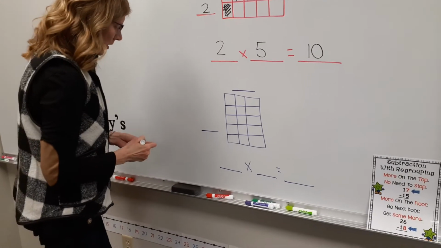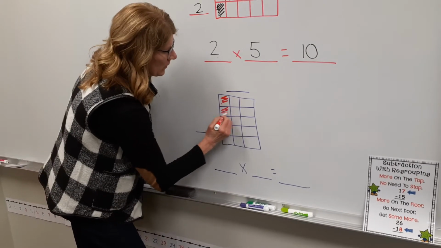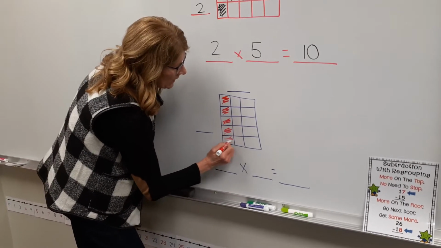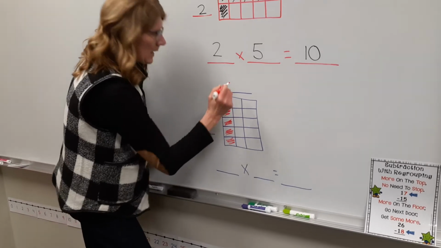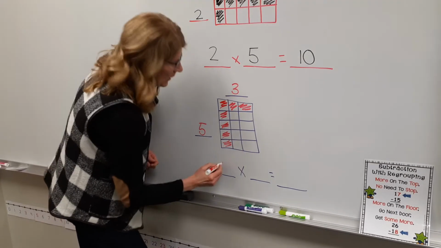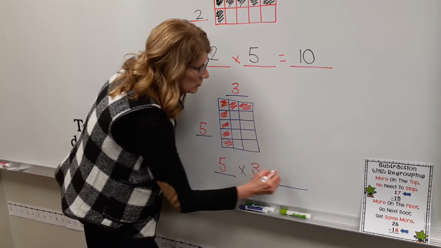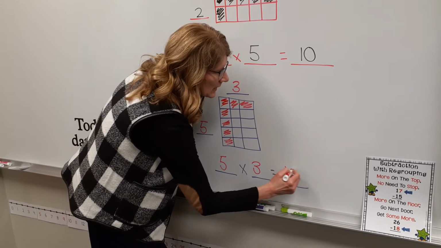Same thing here. You're going to take a look at this. You have 5 here, and you take that times 3 across. You don't have to count them all up. You can just do the multiplication. 5 times 3, and you know that that is 15.